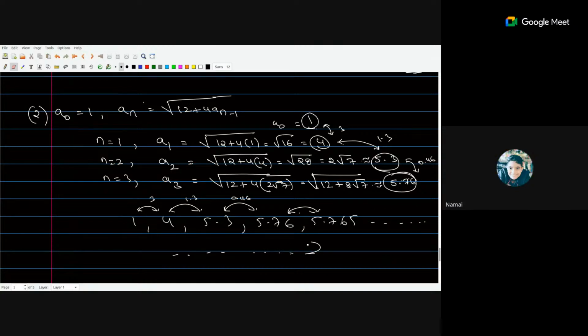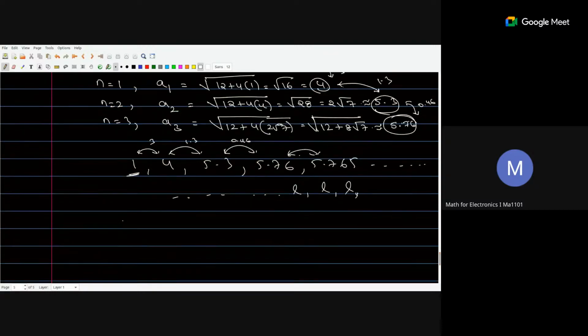Yes, sir, that is clear that it is bounded below. But then how do we check for bounded above? See, bounded above is like this, right? It started with 1, and every term in this. So what do you mean by bounded above? Like maximum.